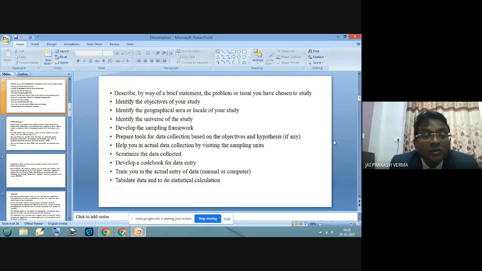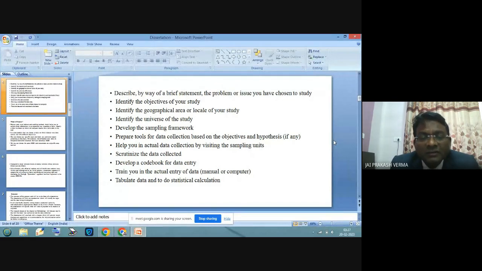Then do the actual data collection by visiting the sampling unit. After that, scrutinize the data collected. What type of data you have collected must be scrutinized. I will suggest that you take the help of primary data as much as possible. You can also take help of secondary data, which is already collected by government authorities or other people. But your dissertation must contain 70 to 80% primary data.